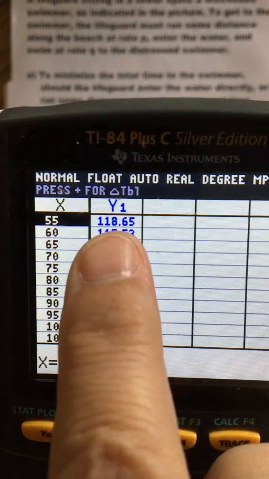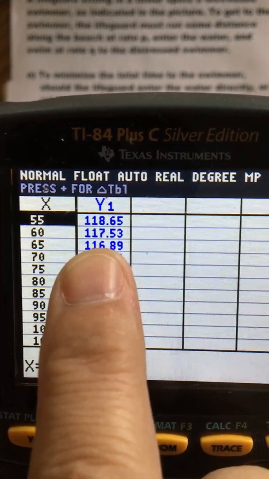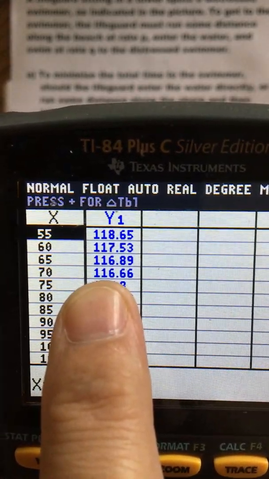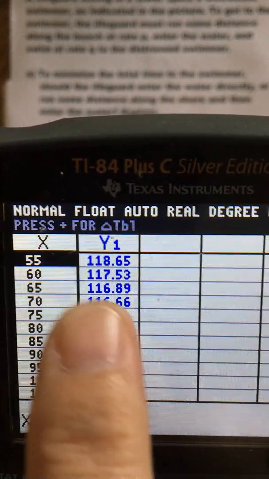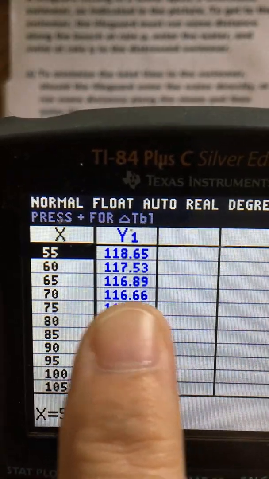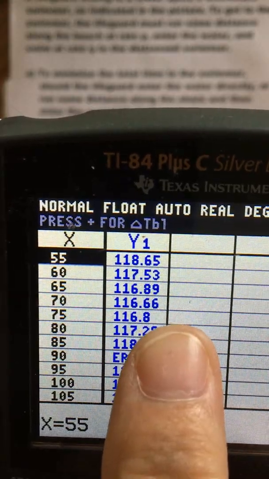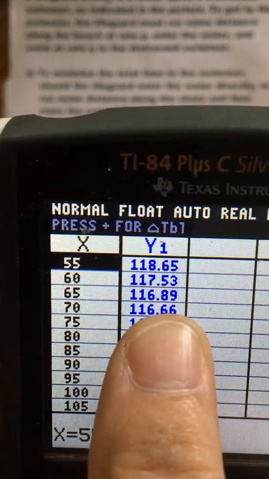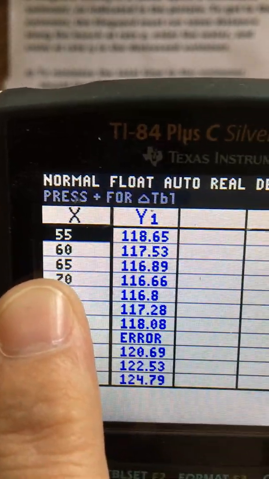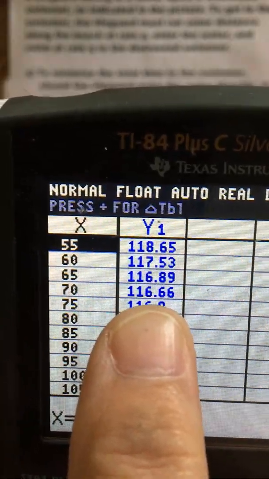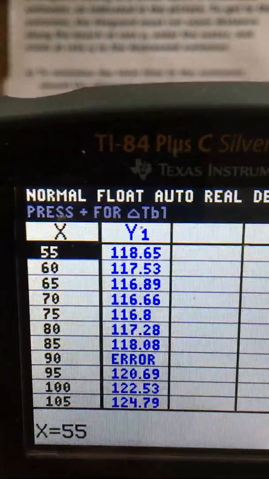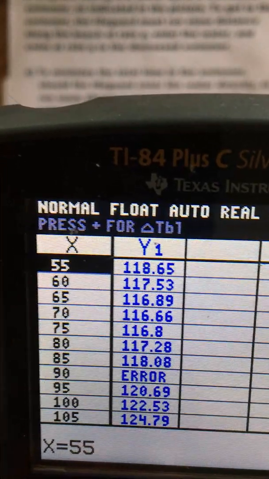And I can see total time 118.65, 117. So it's coming down, 116. Now watch, 116.66 is your lowest time, right? Because it's 0.89 versus 0.866, which is smaller. So what happens is at 70 degrees, you have your smallest or shortest amount of time, minimum time, of 116.66.